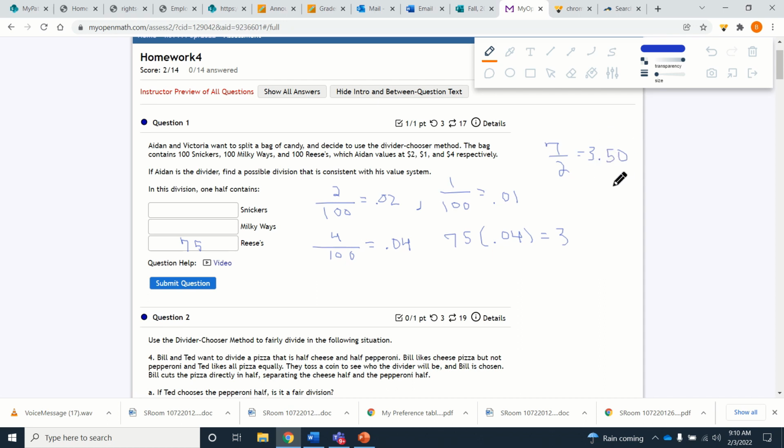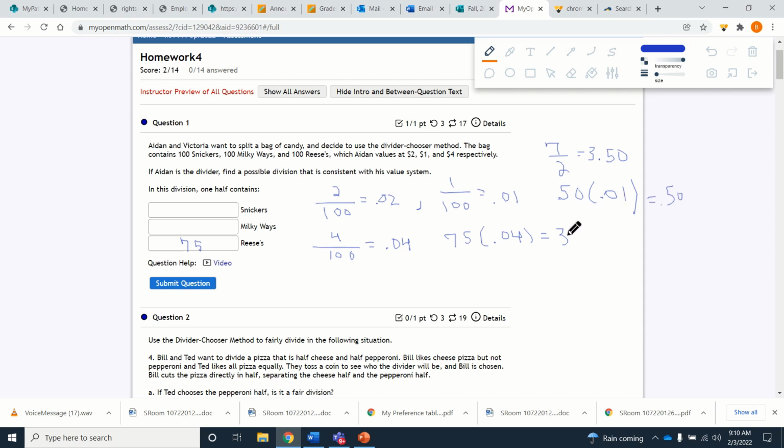I still need 50 cents more. So one way to get 50 cents more would be to multiply the 1 cent Milky Ways by 50, and that will get us 50 cents. So let's do 50 Milky Ways at 1 cent each. That will give us 50 more cents.